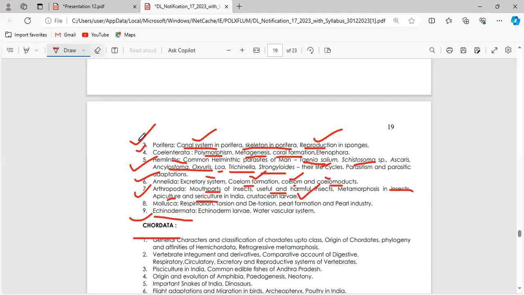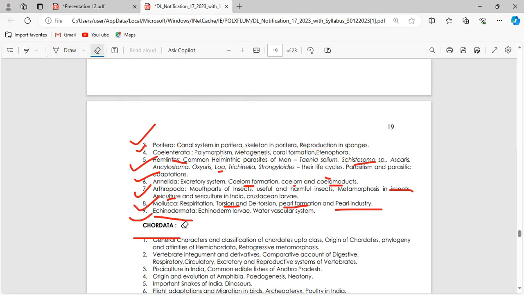And next, Mollusca. In Mollusca, respiration is there, torsion and detorsion, pearl formation, pearl industry. Among all these things, torsion and detorsion is very, very important when it comes to Mollusca. In torsion and detorsion, we are going to discuss what is torsion and what is the difference between torsion and coiling, and how the animal will look before torsion and after torsion, and what is the significance of torsion and what is detorsion. Everything will be discussed here. Also, we are going to discuss pearl culture.